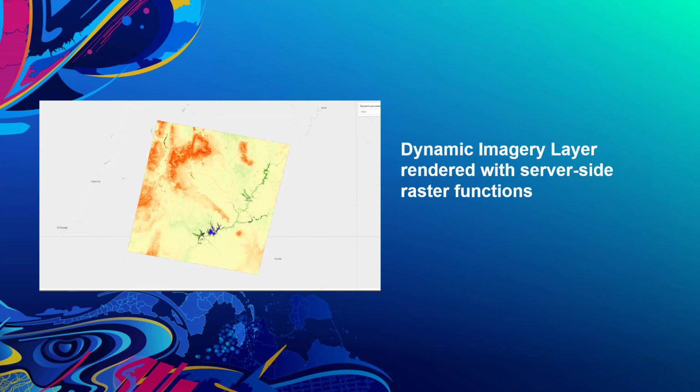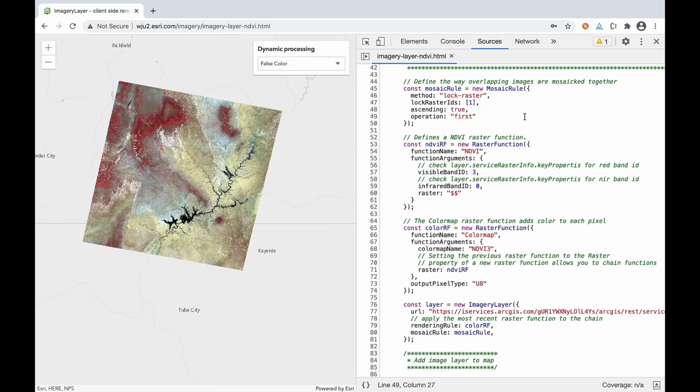The first demo is about dynamic imagery layer. We're going to use imagery layer to access it and send some server-side raster functions and have the server process it and return back the images to us. Dynamic image service offers on-demand server-side mosaicking, processing, and rendering capabilities, in addition to a catalog that you can search and query imagery metadata. In JavaScript API, the imagery layer class has a mosaic rule property that you can use to define how you want to mosaic the images together.